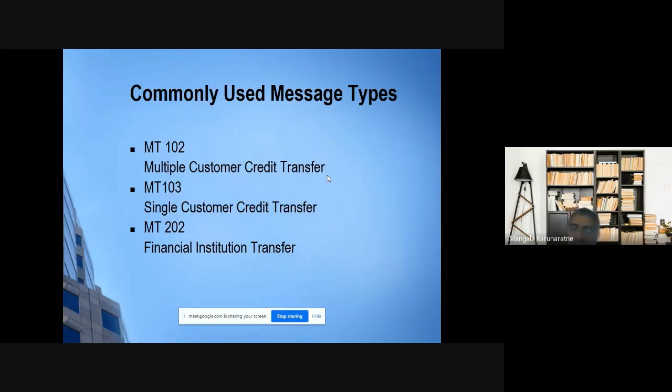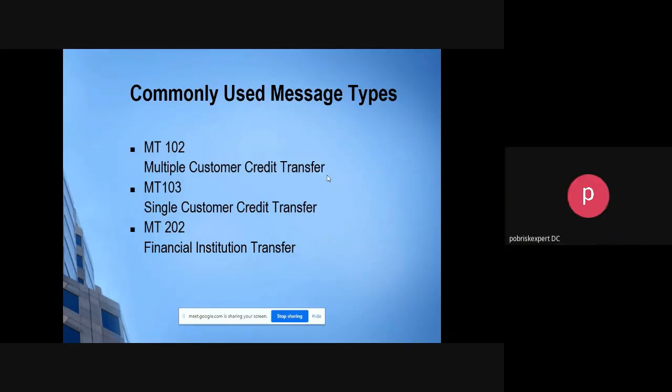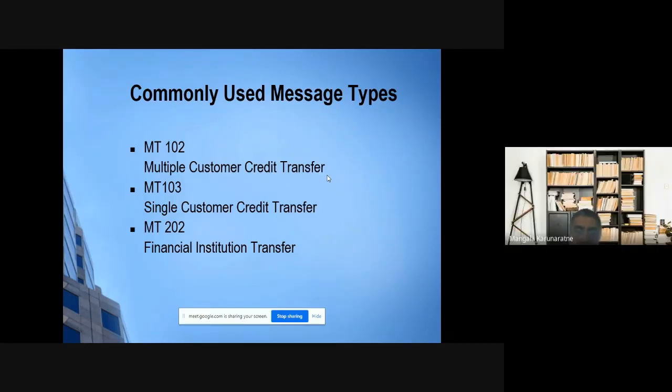But in 202 there's a special field down there, I remember it's 72A, I think. It's a free format field, right? So there we can say, okay, this is the customer name, this is the customer account number, and all these details will be filled in there. So 202 can also be used in a case like that, right?